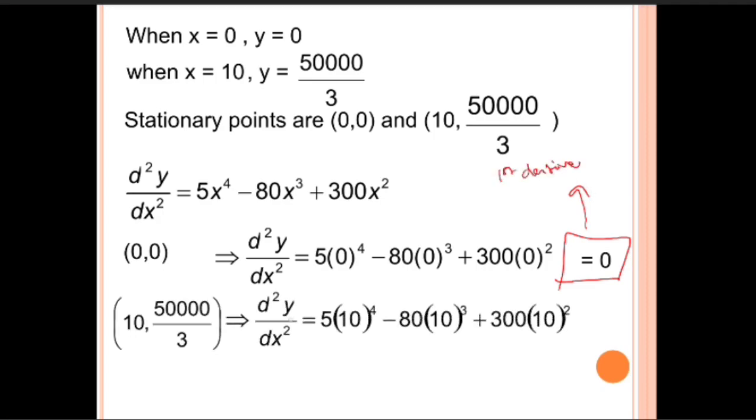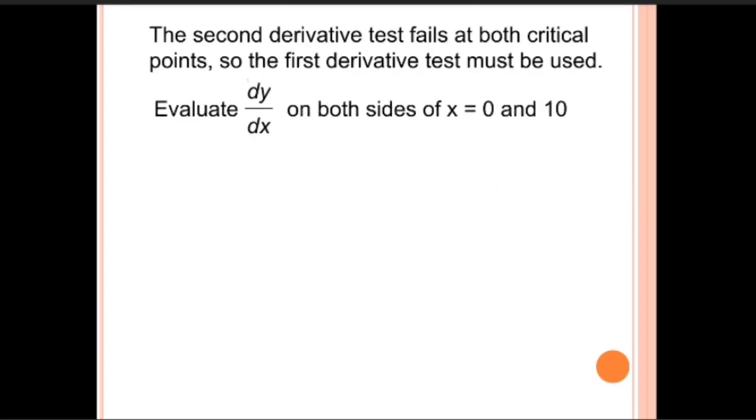Next, substitute the second point, and the value that you obtain is also equal to 0. So for the second coordinate as well, we have to check by using the first derivative test. Evaluate dy over dx on both sides of x equal to 0 and x equal to 10. So you have to remember the steps for the first derivative test, that table in the previous lecture.